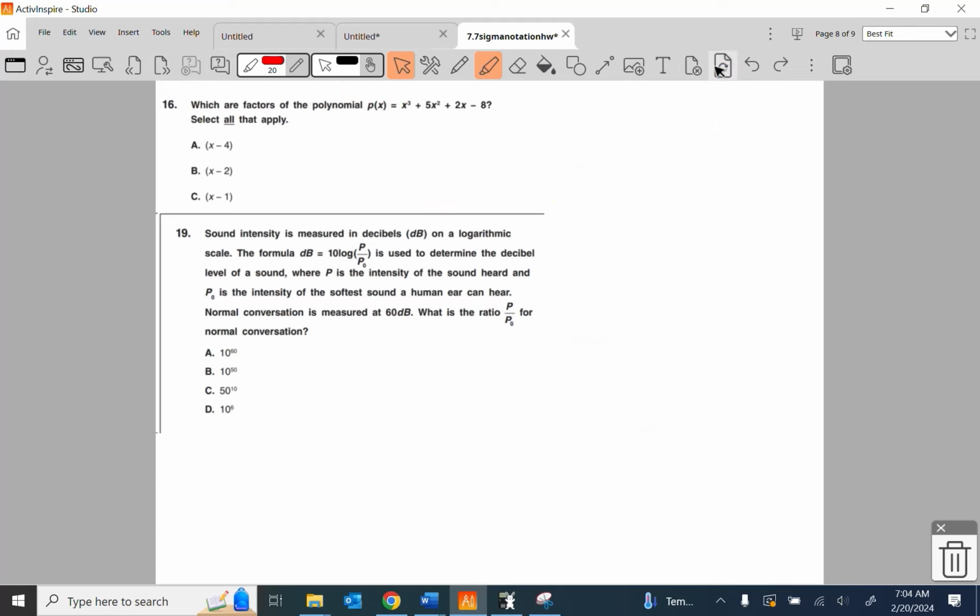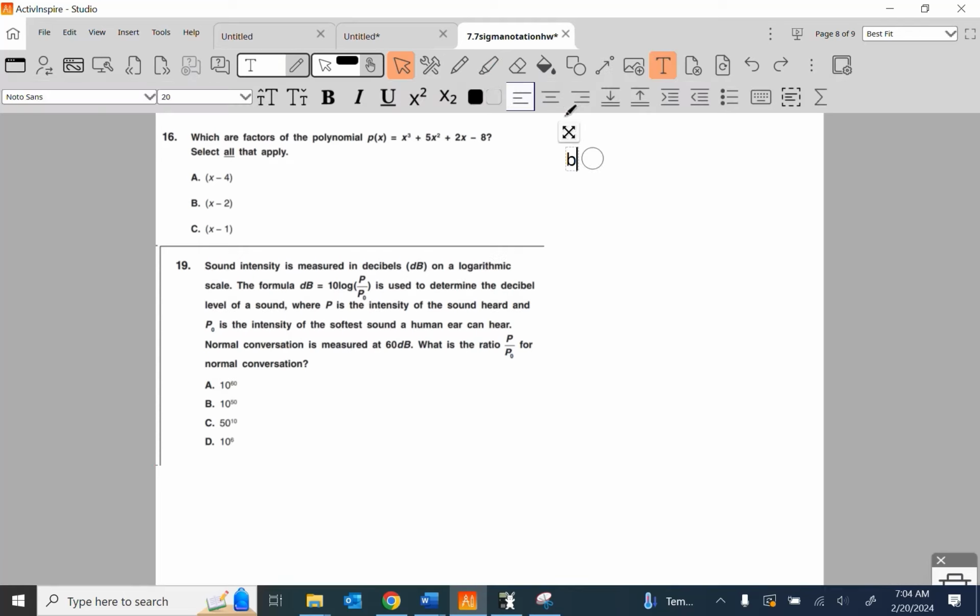Reset the screen. 19 is a log. Sound intensity is measured in decibels on a logarithmic scale. The formula decibels is 10 log P over P0, used to determine the decibel level of a sound, where P is the intensity of a sound heard. P0 is the intensity of the softest sound a human ear can hear. Normal conversation is measured at 60 decibels. What is the ratio P over P0 for normal conversation?